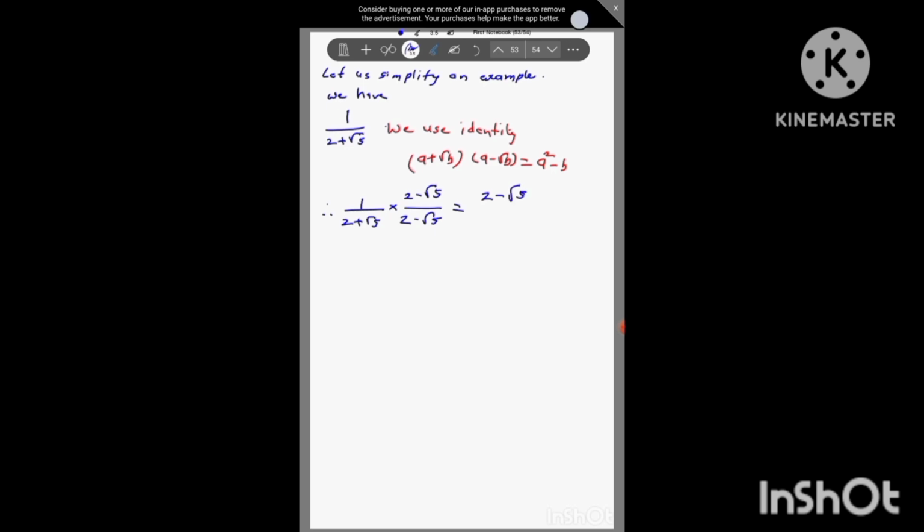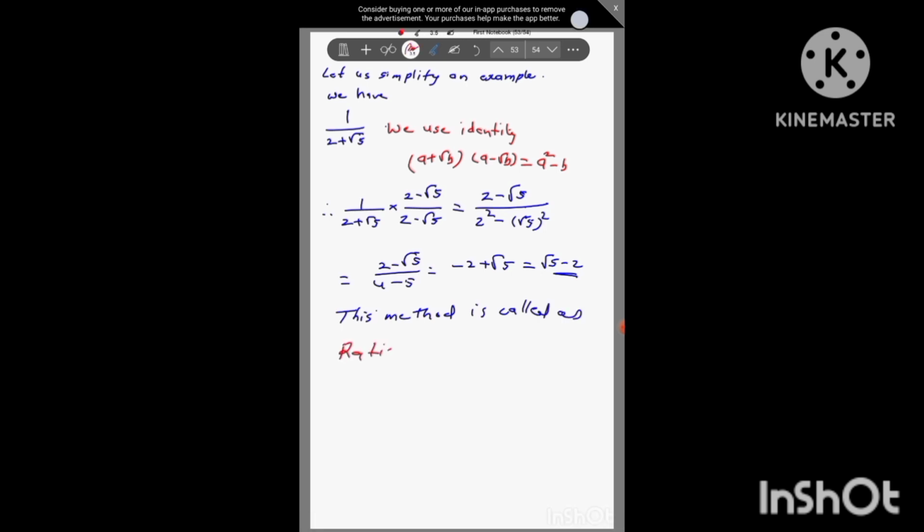So we get 2 minus root 5 in the numerator and 2 square minus root 5 square in the denominator. So that solves it. Again, 2 minus root 5 is 4 minus 5 and you get minus 1. Take the sign inside and you get minus 2 plus root 5, that is root 5 minus 2. We have simplified the problem by rationalizing the denominator. Remember this method, try to solve the problems. Though it is very simple, you need to solve as many problems as you can.